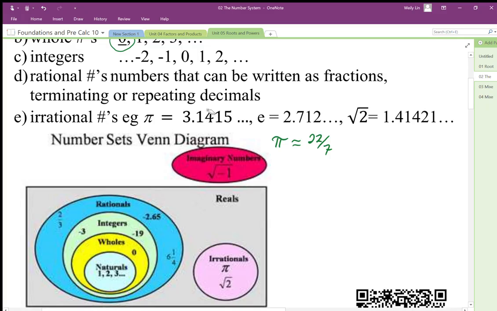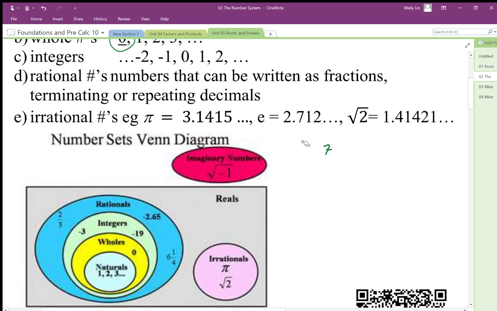These numbers cannot be put into a fraction. They proved that this number pi cannot be put into a fraction. And so the decimal expansion ends up being 3.14159, etc. And it never repeats, it never terminates. So there are many numbers like this.